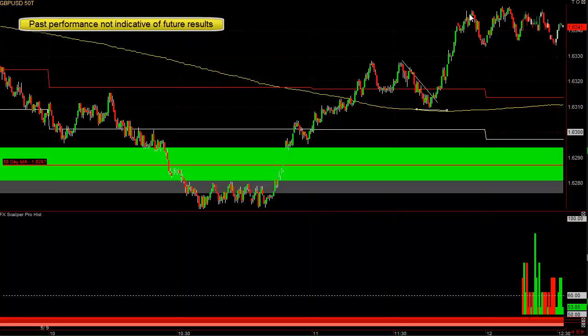Usually trades that go in the direction of the current momentum will go at least 10 or 15 pips most of the time. So the win-loss ratio is good on this trade, and in this case it moved a lot more than you would have even expected.